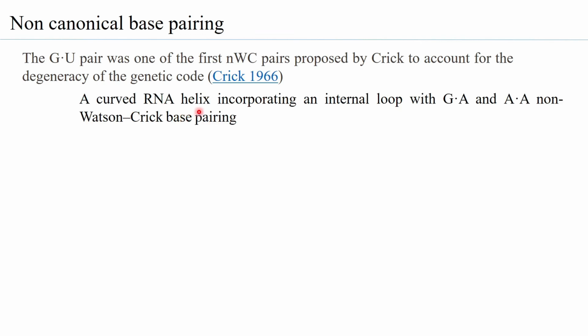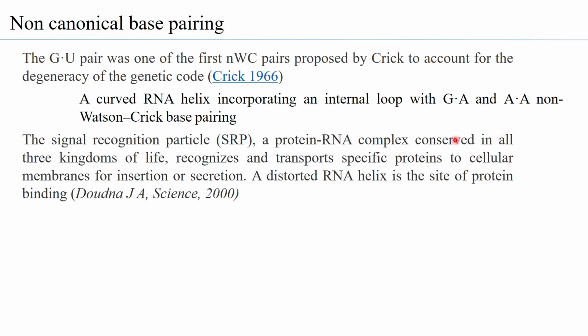A curved RNA helix. When they studied the RNA helix, and when the RNA helix was found to be curved, it was observed that the curved RNA helix could incorporate an internal loop with GA and AA. You can see both of these are non-canonical Watson and Crick base pairing. So an internal loop within an RNA helix is formed because of non-canonical base pair.